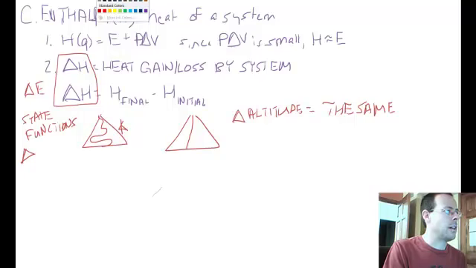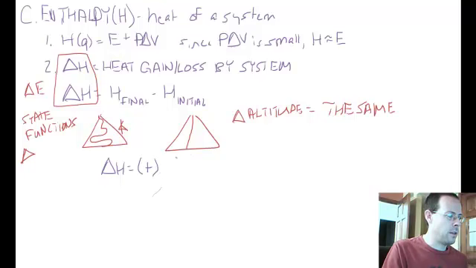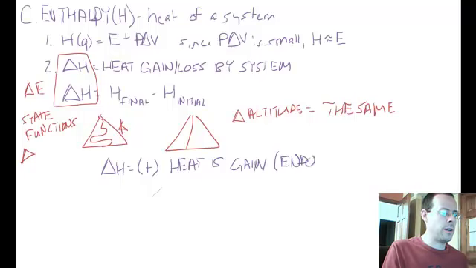So we'll go back to our lavender. Alright, so delta H equals H final minus H initial. And if delta H equals a positive value, we would say heat is gained, and this is endothermic, just like our notes from the other day.